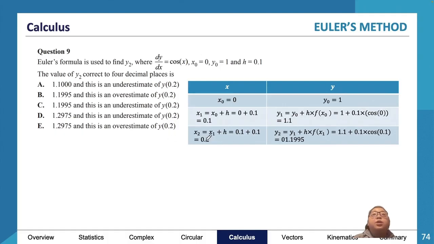Then we find the next one, for when x equals 0.2. Once again, we substitute it in, so it'll be 1.1 from the previous one, plus 0.1 times cos 0.1, because now we need to substitute in our cos x1.